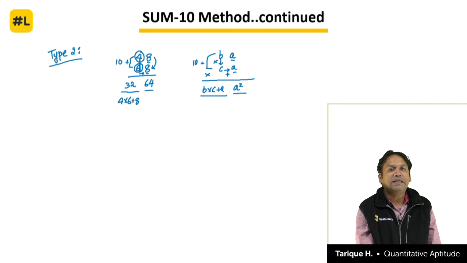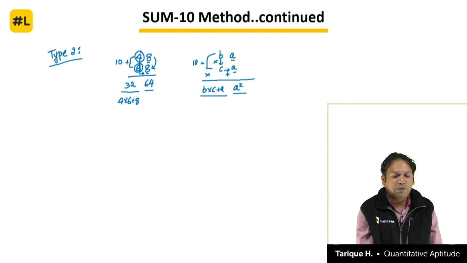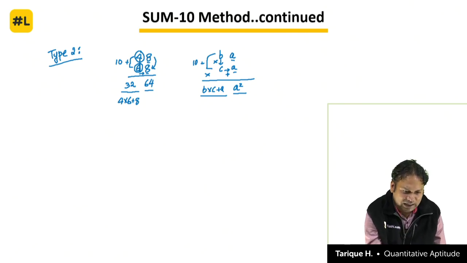So you just follow the techniques here. Observe how I am doing and see that I will be explaining every step clearly. Note it down and you will become experts in the Sum 10 method. Let's take one more example here. Let's take the example of 39 into 79.